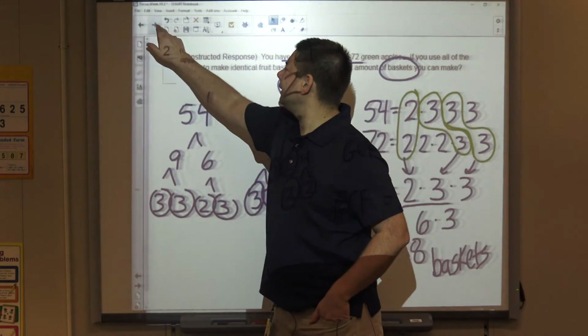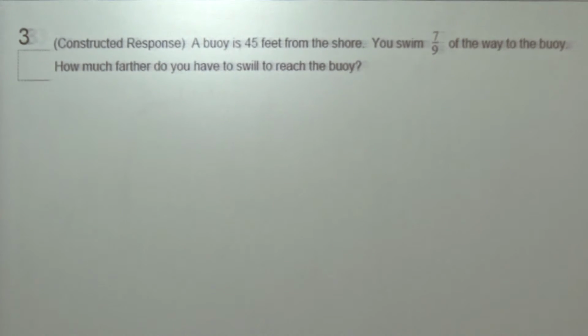Moving along to number 3. Here it is. It says a buoy is 45 feet from the shore. You swim 7/9 of the way to the buoy.